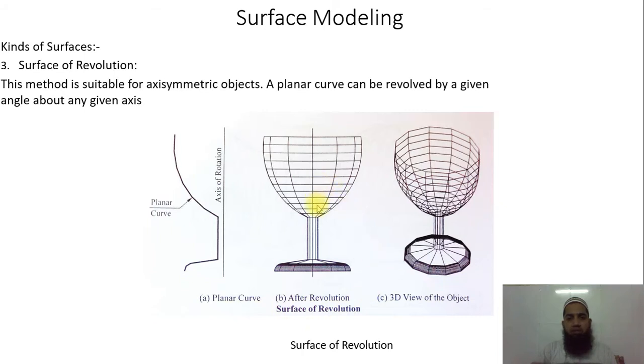After revolution we will get this, and in the 3D view of the object, when we rotate it using the cursor in SolidWorks, we will see such a beautiful object. So this is a surface of revolution. In case of AutoCAD, you just have to give a command. In the prompt, you can give the command REVSURF, revolution surf. As soon as you give this command it is activated and you will get such a beautiful object. So this is one example.